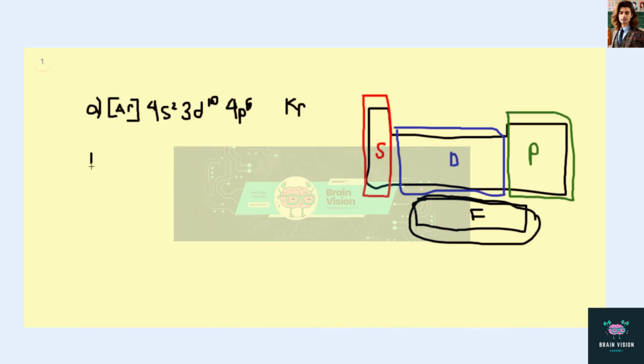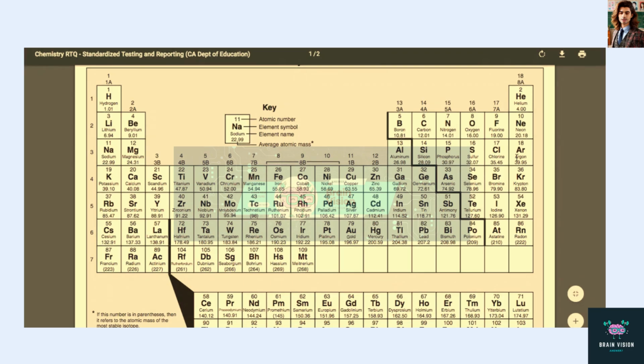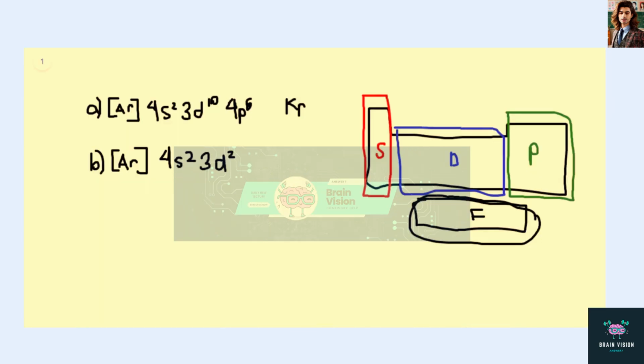So let's work on B. Again, we get our noble gas configuration, which is argon, giving us the shorthand notation of electron configuration. We have 4s2 and 3d2. So we're going to start back again with argon, referring to our periodic table. Then we have 4s2, period 4, block S1, S2, and then 3d2, following here, D1, D2. So we end up with titanium as our answer.